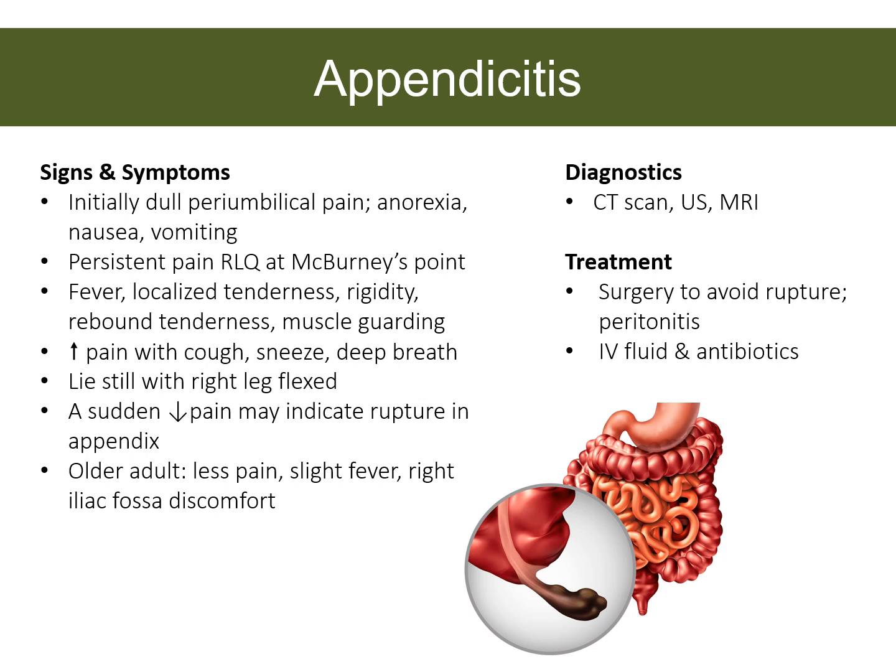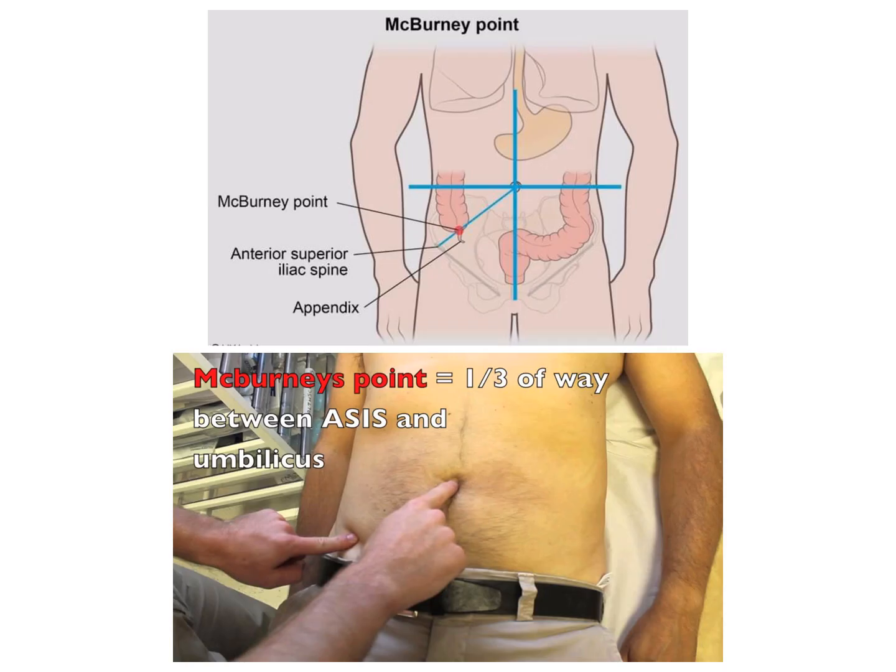We can do an ultrasound, MRI, or CT scan. The goal is to avoid rupture, so hopefully it hasn't ruptured yet and we can do surgery to remove it. If it's already ruptured, then this can quickly lead to peritonitis, so we want to get in there, do an abdominal washout, make sure the patient has adequate IV fluids and antibiotics.